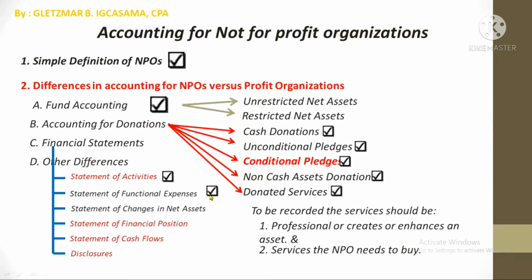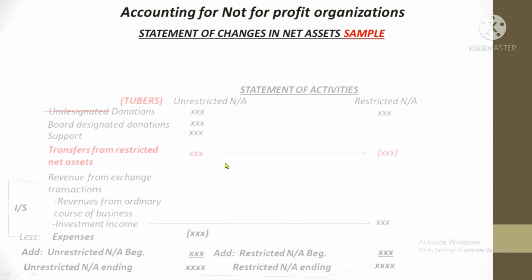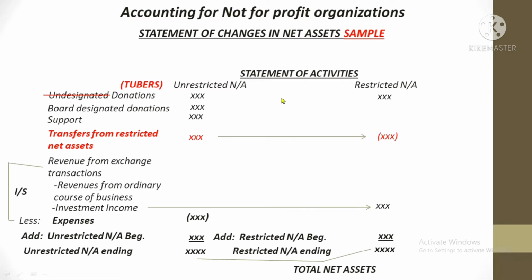Now, let's talk about the statement of changes in net assets. Actually, it's very similar to the statement of activities. So let's first have the statement of activities. As you can remember, this is the statement of activities. And in order to convert it to the statement of changes in net assets, you just have to erase the revenues and these expenses here.